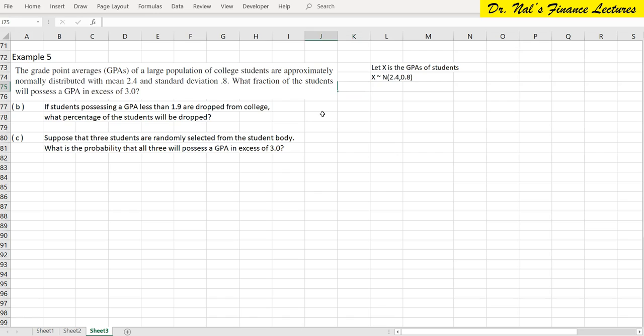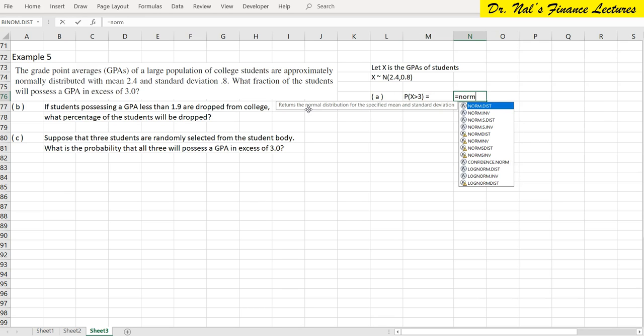Okay, so we want the fraction. The first part of the question, part A: what is the probability that a student will have a GPA in excess of 3.0? X is strictly greater than 3. It doesn't matter whether it's strictly greater or greater or equal to, it doesn't change anything. So that's what the question is asking.